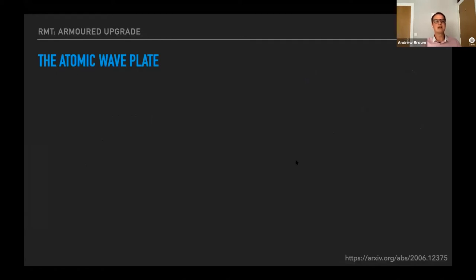And the idea here is that we are going to use these relativistic dynamics to look at controlling the polarization state of harmonic generation.